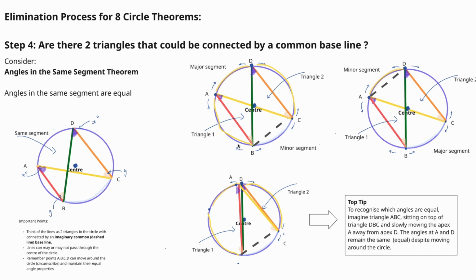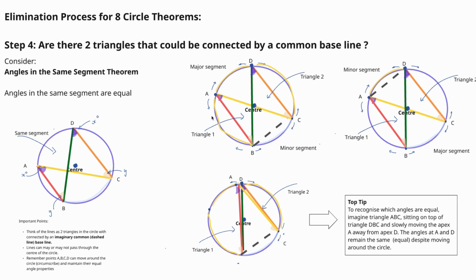If you remember, a segment is the space between the chord and an arc that it creates. And this dashed line, or chord, is not often drawn in maths books or questions, which can make the definition for this theorem even more confusing. In this theorem, the sides of the triangle AC and DB may or may not pass through the center of the circle. It doesn't really matter.